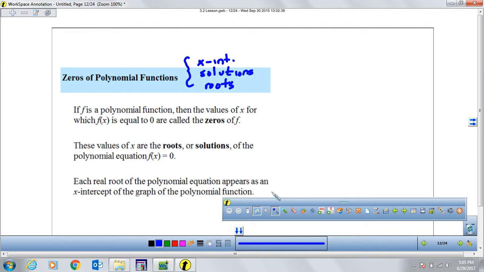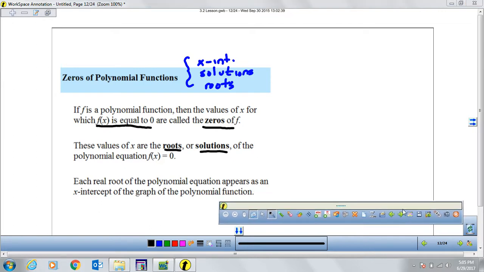If f is a polynomial function, then the values of x for which the y value is equal to 0 are called the zeros of the function, which are also called roots or solutions. Any value for which the y value is equal to 0 is called an x-intercept or a zero or a root or a solution.